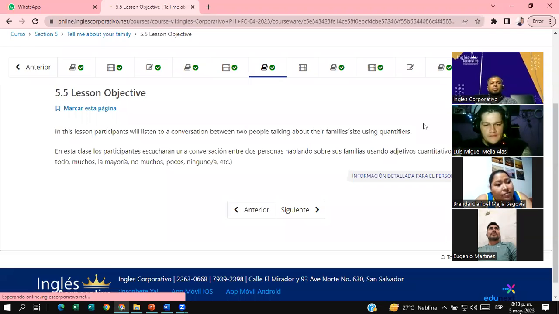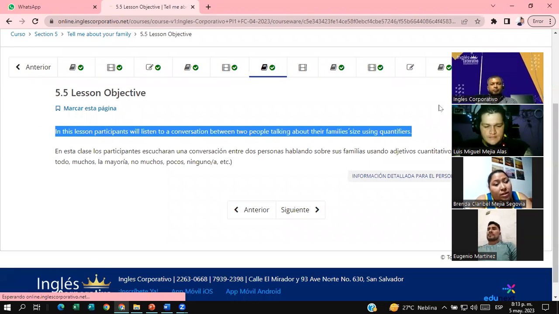In this lesson, participants will listen to a conversation between two people talking about their family's size using quantifiers.